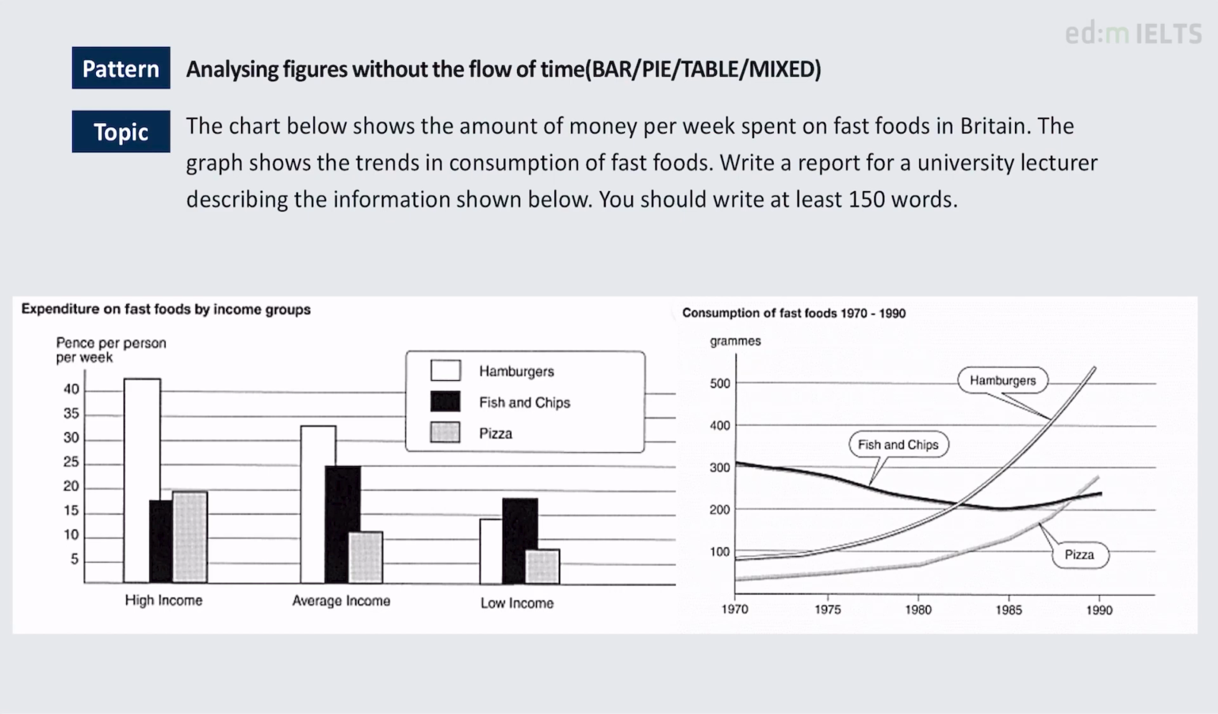And this is the question. Let's read it together. The chart below shows the amount of money per week spent on fast foods in Britain. The graph shows the trends in consumption of fast foods. And, as always, 150 words.